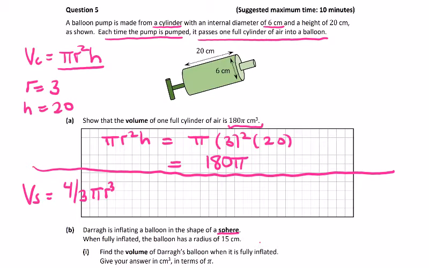And if we fill in our variables here, we're going to get 4/3 by 15 cubed by pi, and this is going to give 4,500 pi cm cubed.